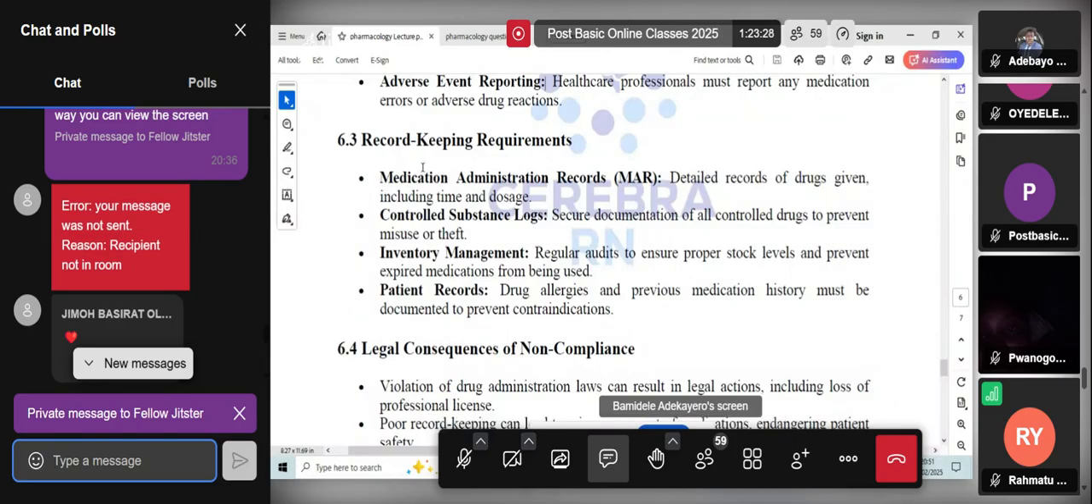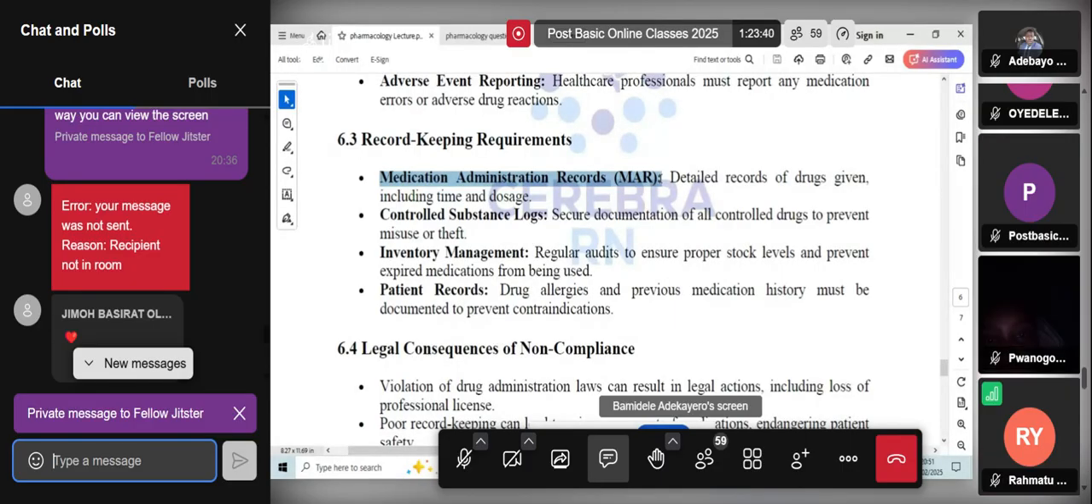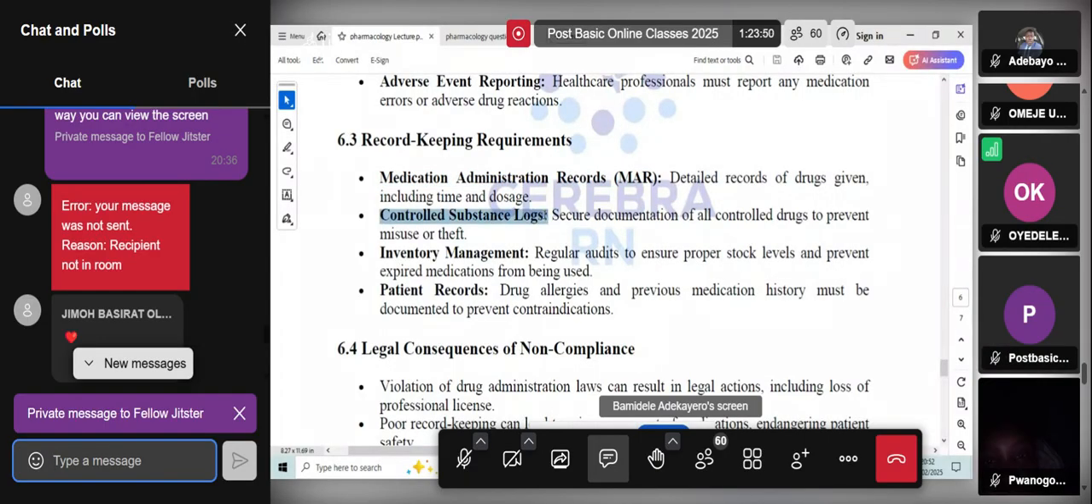For record keeping, you need to have a MAR. This is what we sign, medication record. We call it MAR. I'm not sure if that is what we call it in different settings. It could be different from each hospital setting, but the general name is MAR, medication administration record. We have a controlled substance log. That is our CD book.